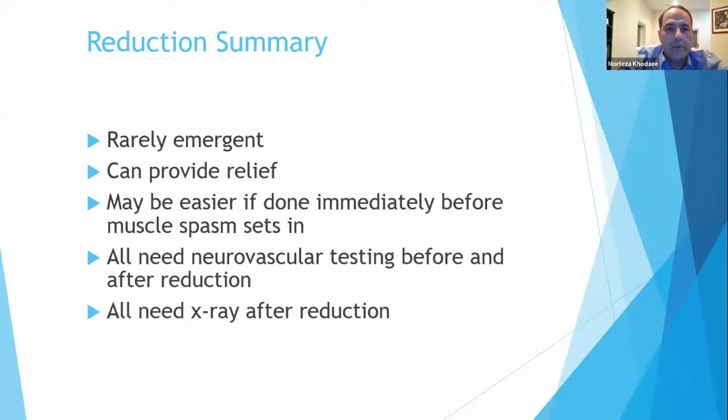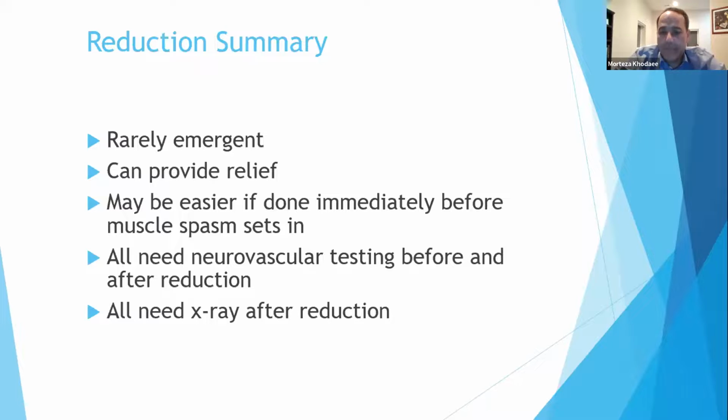Okay. So what is the reduction summary? Remember, they are rarely emergent. They're not very common, but if you see them, it's very important to manage them appropriately. You can provide relief. It's a very good sensation when you reduce a dislocation. Also, the patient feels relieved. It may be easier if you try to do it before the muscle spasm sets in. Always check neurovascular status before and after for many reasons, and try to document as much as you can.